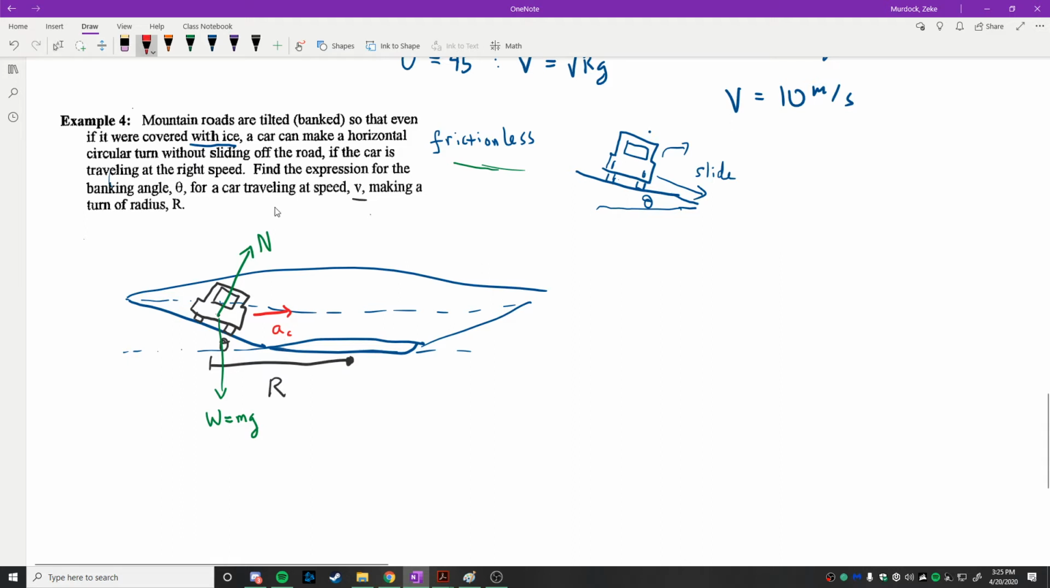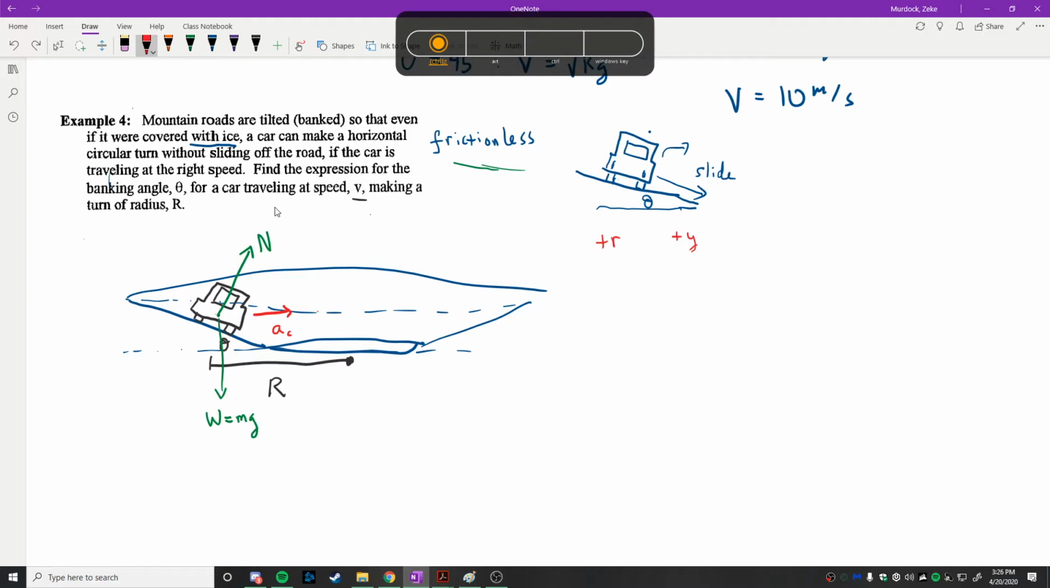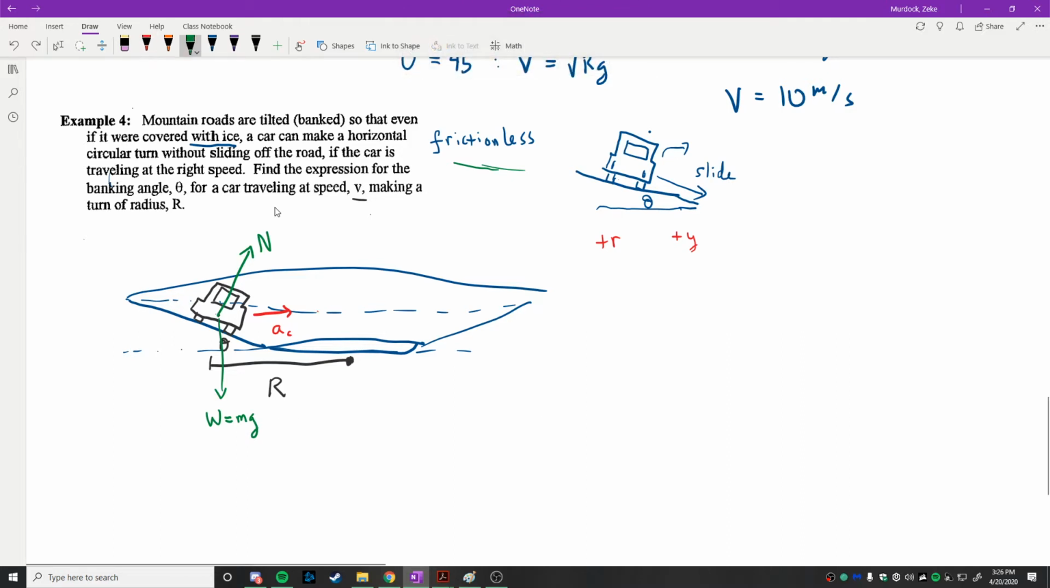Okay. So here's the thing. How do I want to orient my coordinate system now? I have to pick a radial direction, and I have to pick a positive y direction, okay? Do I want to make my radial direction point this way, or do I want to make my radial direction point this way? Along the acceleration, yeah, exactly. You need to make it the same direction as the acceleration.